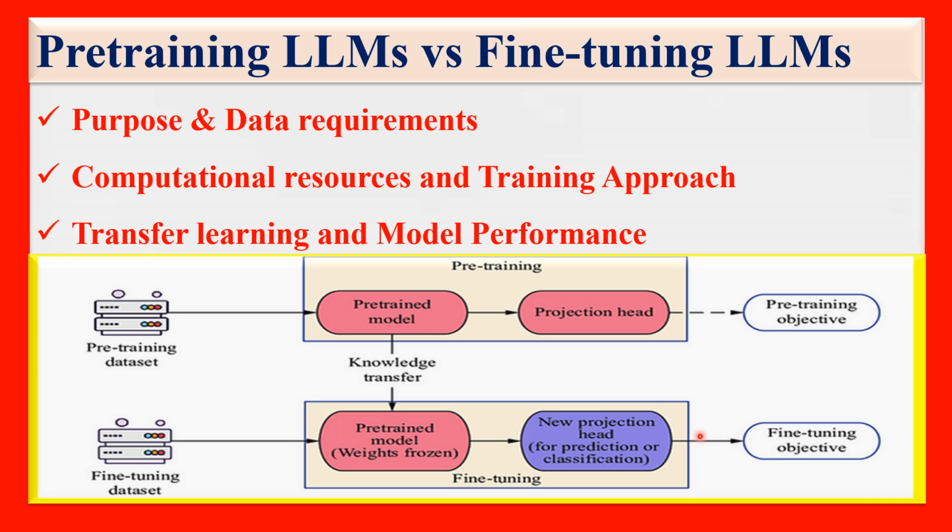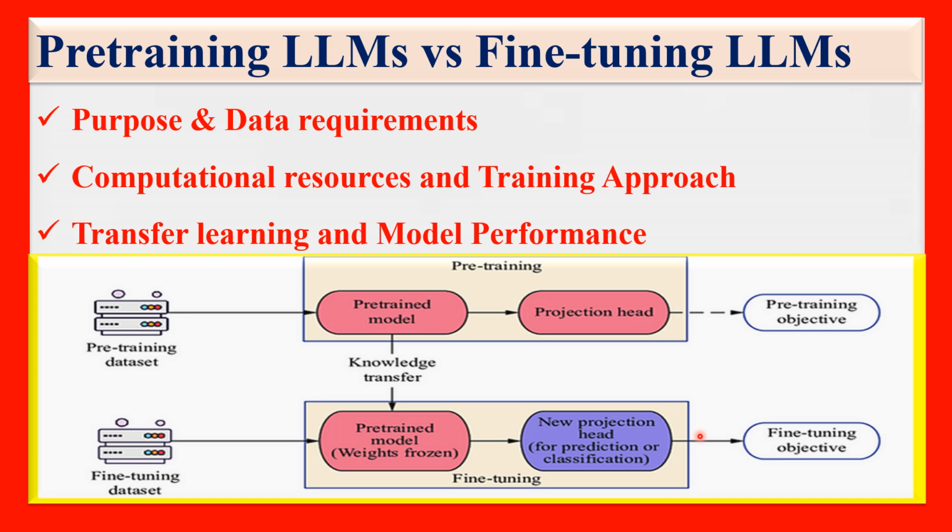Then comes data requirement. Pre-training requires a large diverse dataset, often consisting of millions of text samples. Fine-tuning requires a smaller task-specific dataset, which may be in the order of tens of thousands or less depending on the complexity of the task. Then comes computational resources. Pre-training a large language model is computationally expensive and requires significant computing resources, including powerful GPUs and high-performance computing clusters. Fine-tuning a model is much less computationally demanding, as it builds upon the knowledge learned during pre-training and requires fewer training iterations.